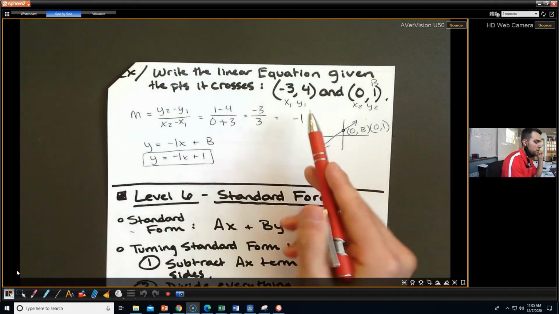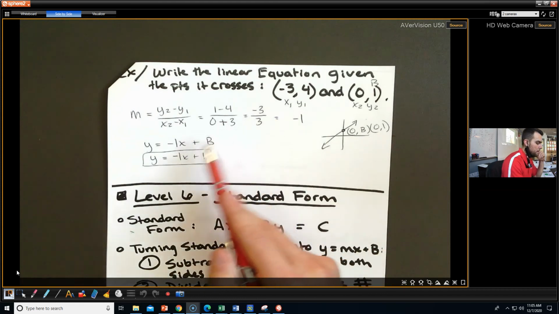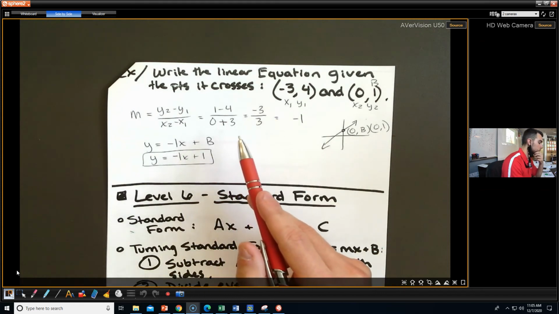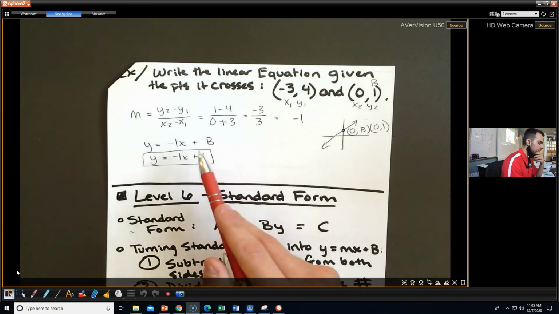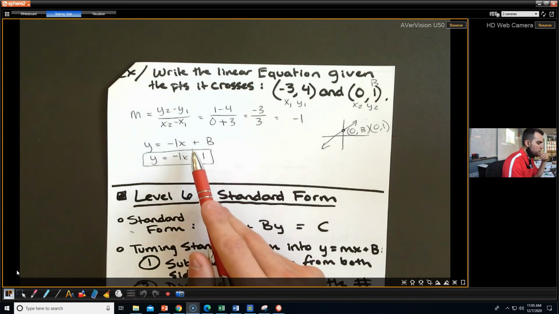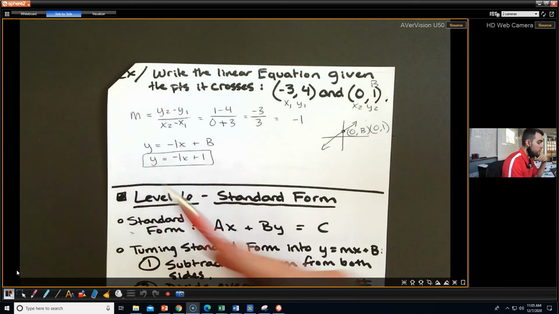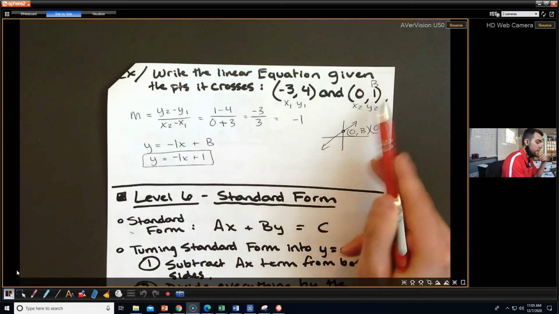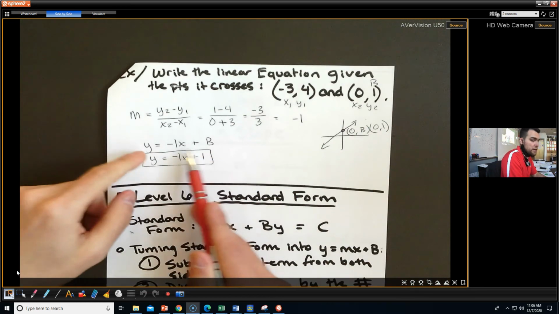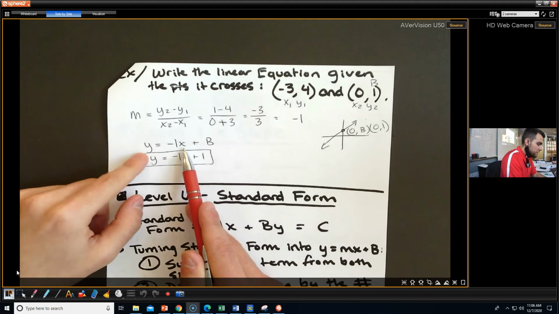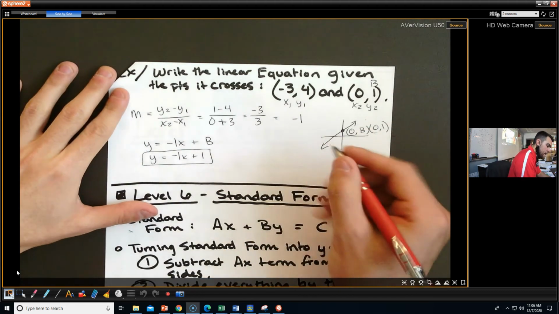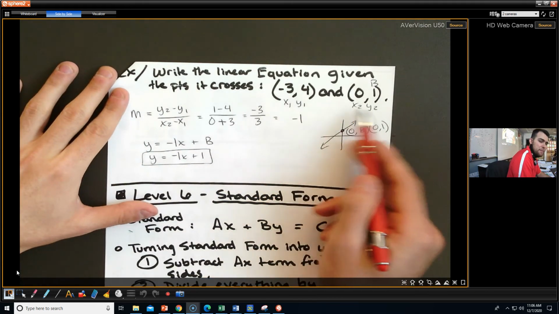It doesn't matter what you plug in for x and y. If you are not comfortable with this yet, you can also rely on plugging in an x and y point to solve for b. So if we do that, make it easier on yourself.